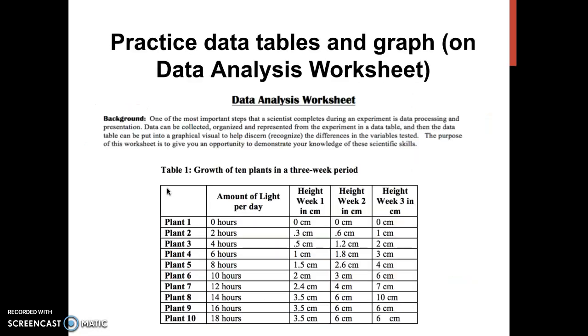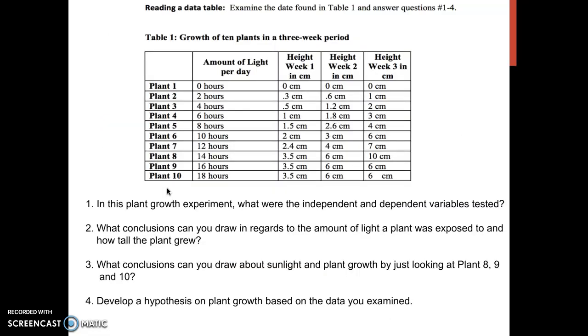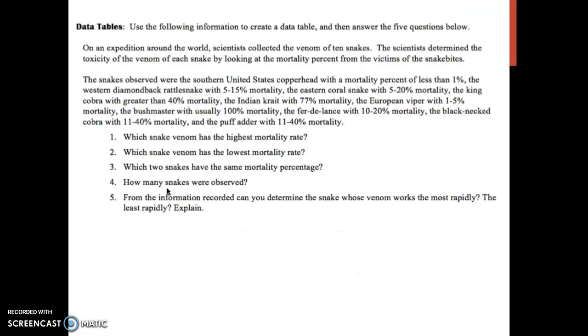So we want to give you some practice. If you look in your packet, we're going to ask you to complete 2 pages in your packet. And if I look real quickly here, I believe they are pages 12 and 13. On page 12, you're going to see a picture that looks like this. We're going to ask you to complete the questions that go along with this data table. And then on 13, we're going to ask you to actually make a data table based off this information and answer the questions that follow.